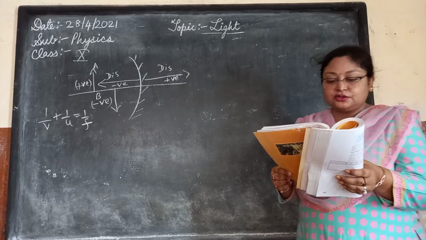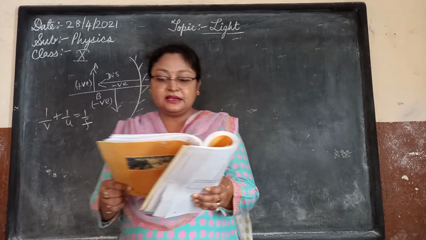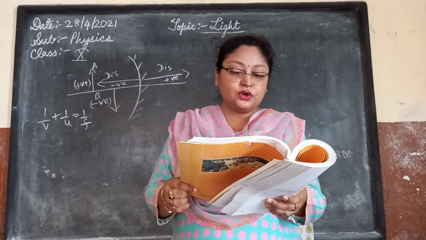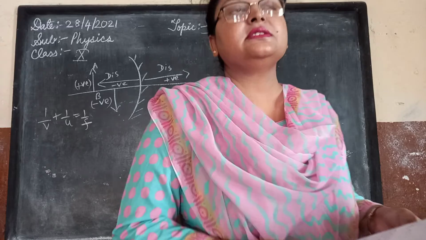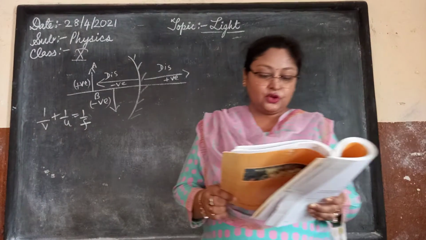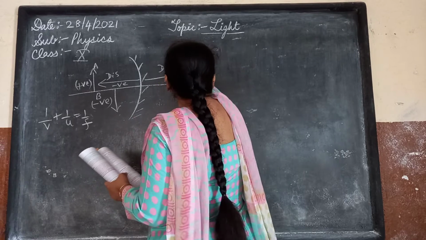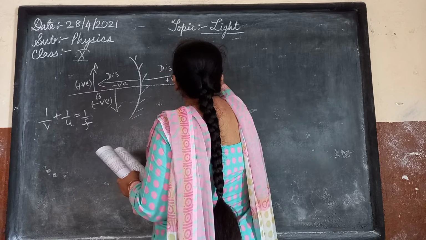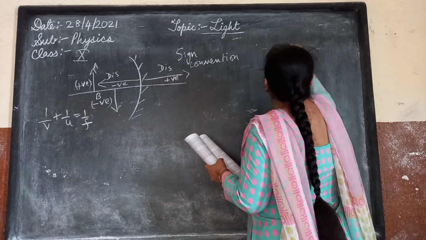So, magnification. The magnification produced by a spherical mirror is given by the relative extent to which the image of an object is magnified with respect to the object size. Magnification is defined as the height of the image divided by the height of the object, that is h' upon h. This is with the sign conventions we have already taken. And we have here magnification.